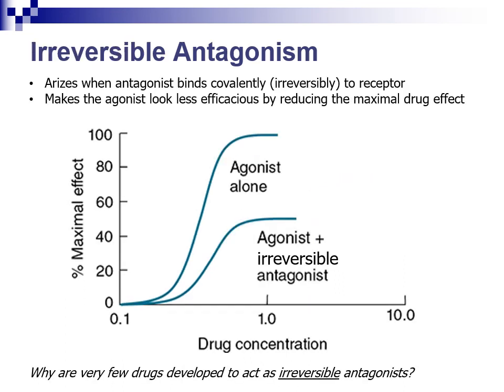Now, there are a handful of drugs, not many, that act in an irreversible way. They're irreversible antagonists. Okay, and this primarily occurs when the antagonist binds covalently or irreversibly to its receptor. And it makes the agonist look less efficacious by reducing the maximum drug effect. In other words, it's taking the receptors out of the picture by binding to them and tying them up, okay?